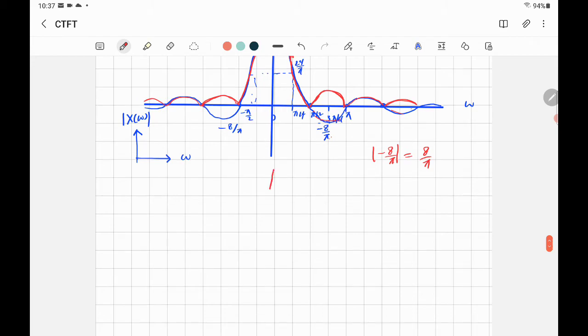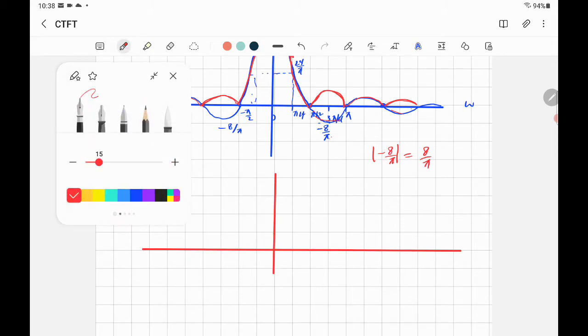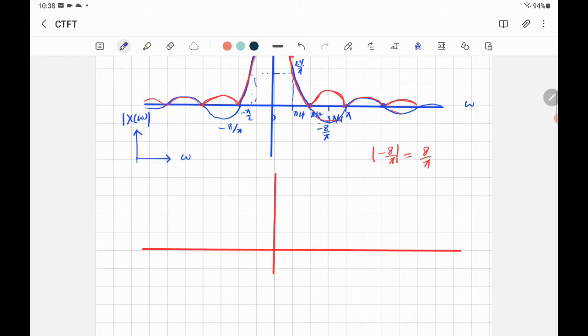So if you want to sketch it on its own graph, the magnitude spectrum will look like that. And the same thing will be here. I observe every time that the magnitude is decreasing. That's the absolute value of X of omega, the magnitude, and that's omega.